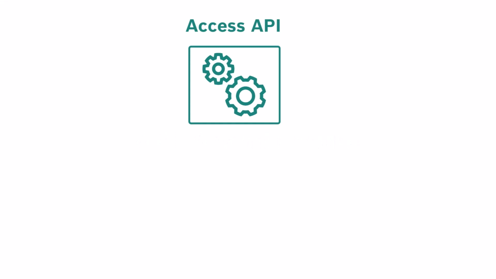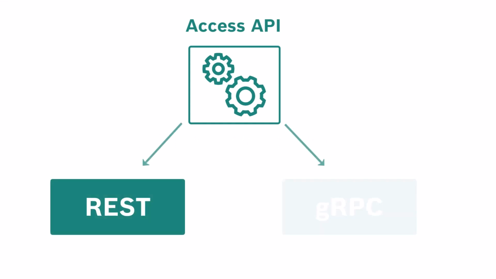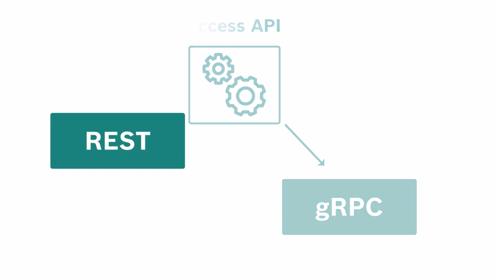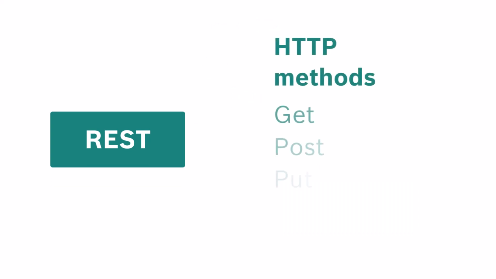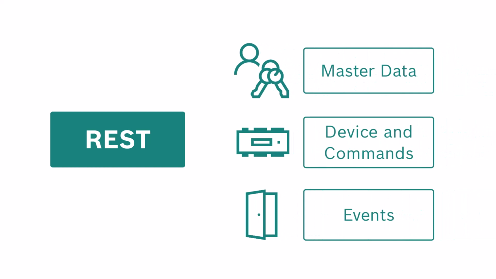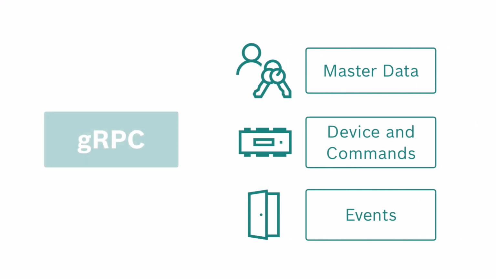The Access Control API consists of two independent interfaces. These interfaces are REST API and gRPC. First, REST is a standard interface and uses HTTP methods like GET, POST, PUT and DELETE to interact with resources. REST can be used to handle the Access Control master data, execute commands, or view a history of events.